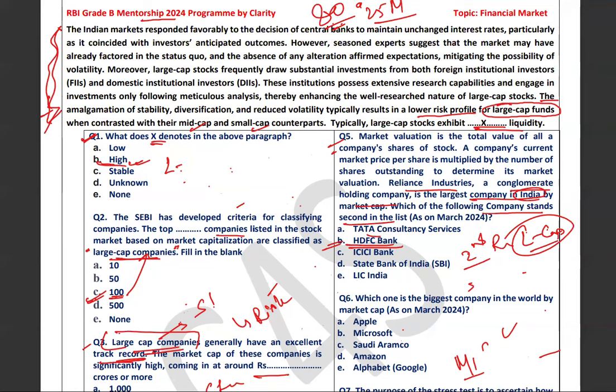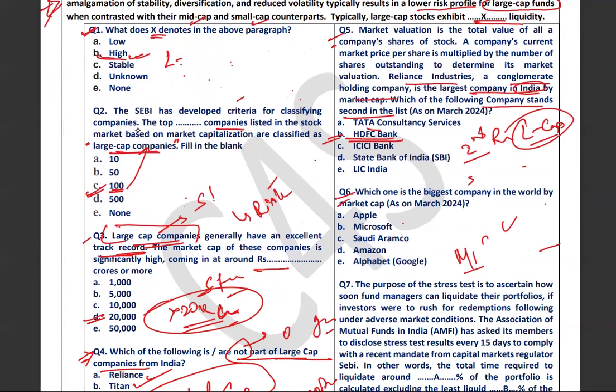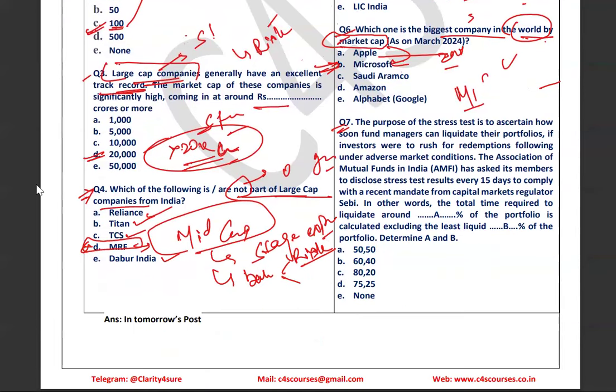Okay, so let's see question number 6. Which one is the biggest company in the world by market capitalization? It is talking about the world. So Microsoft is the right answer. Microsoft is the biggest company according to its market capitalization value, and the second biggest one is Apple. Let's see question number 7, the last question of the objective test series.